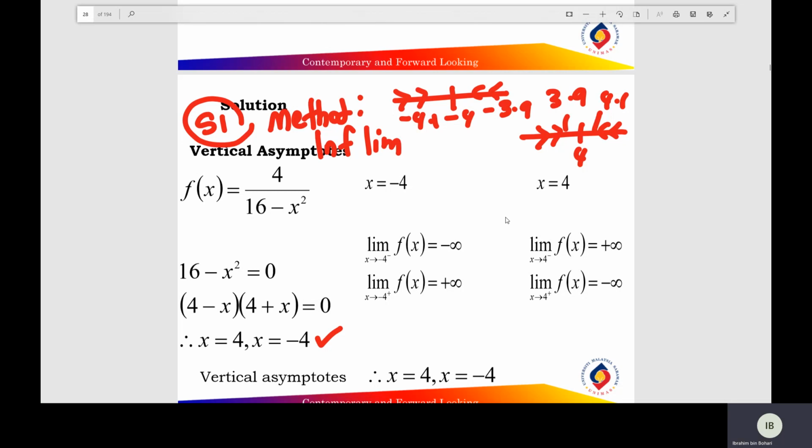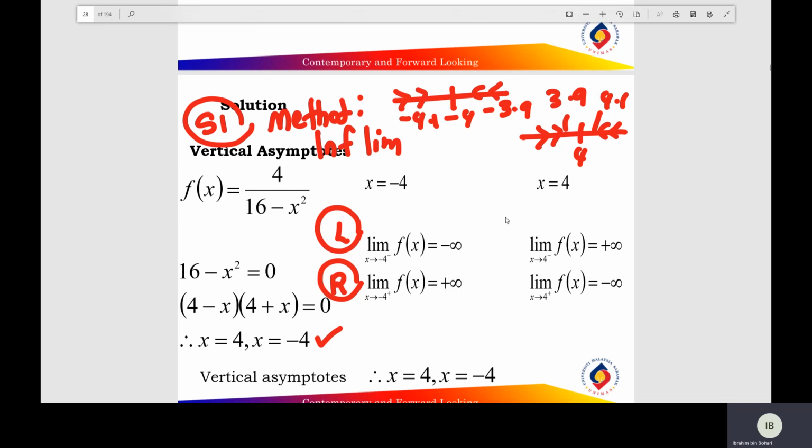And the method here is using the infinite limits. So you find the infinite limits from the left and from the right of 4 and negative 4. From the left of negative 4, the function equals negative infinity, and from the right it equals positive infinity. You check the value here from the left. The nearest value may be negative 4.1 or negative 4.001. And from the right of the function, negative 3.9 or negative 3.999.